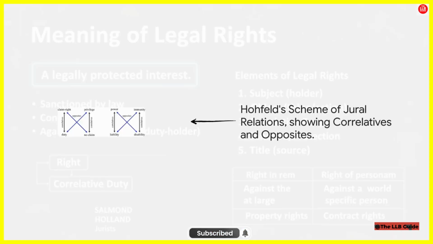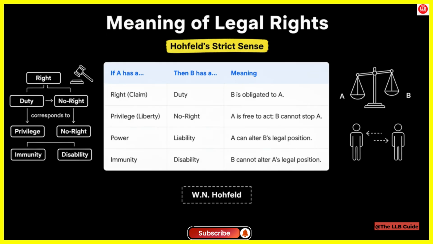And this slide shows his brilliant scheme. He organized 8 legal concepts into 2 types of pairs. First, you have what he called jural correlatives, which are the vertical arrows. Think of these as 2 sides of the same coin. If person A has a right, then person B must have a corresponding duty. Second, you have jural opposites, which are shown by the diagonal lines. These are mutually exclusive. If you have a privilege to do something, you cannot possibly have a duty not to do it.